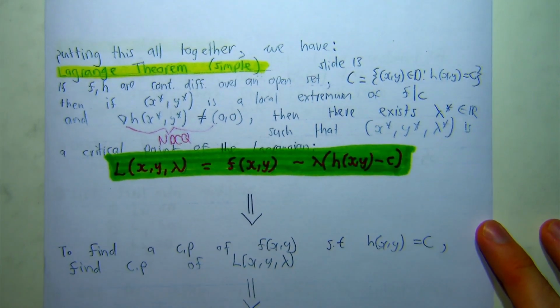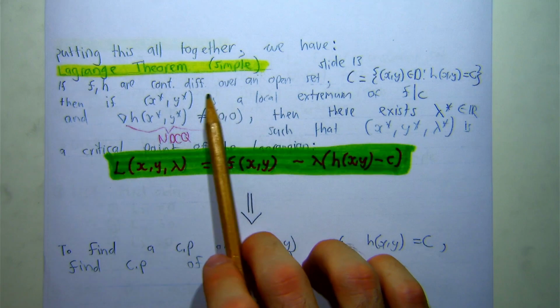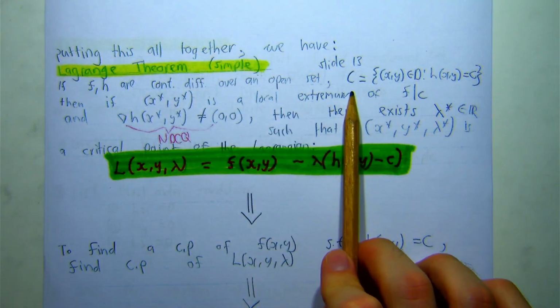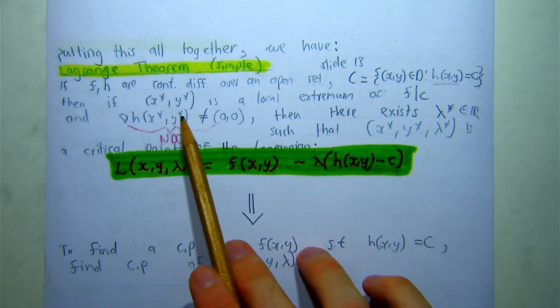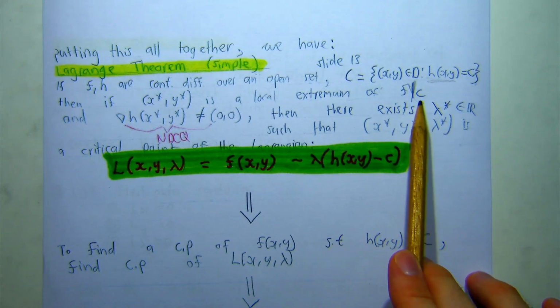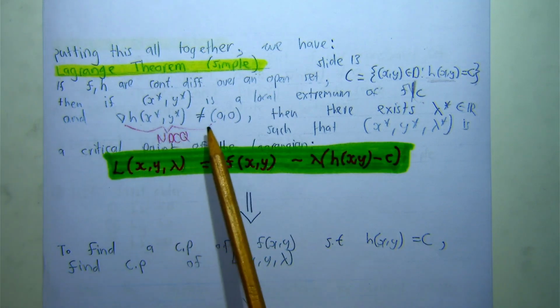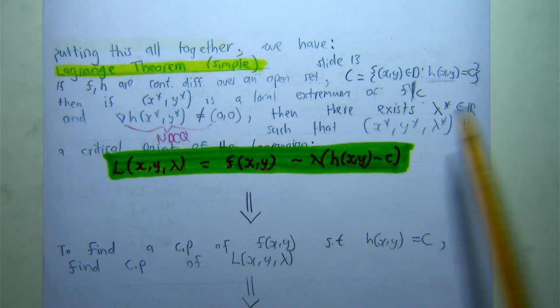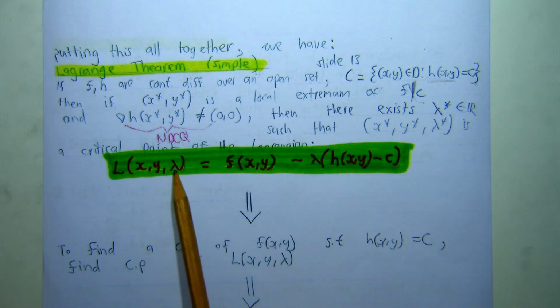We have our Lagrange theorem. Now, Lagrange theorem says this. If f, h are continuously differentiable on an open set, and a constraint set is given by this, where we've got h is equal to c, then if x star and y star is a local extremum of f being graphed on the domain of C, and the gradient vector is not 0, 0 for this one constraint here, then there exists a lambda star such that x, y, lambda is a critical point of the Lagrangian, which is the critical point of this function here.